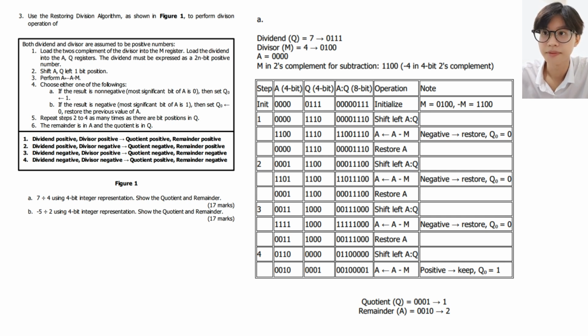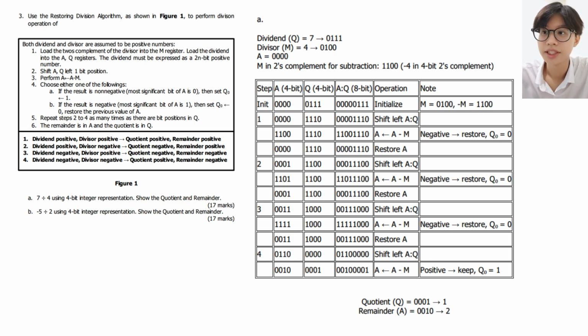Step 2, we shift left again. AQ becomes 0, 0, 0, 1, 1, 1, 0, 0. Subtract M from A and we'll get the result, which is again a negative. We restore A and set Q0 to 0.